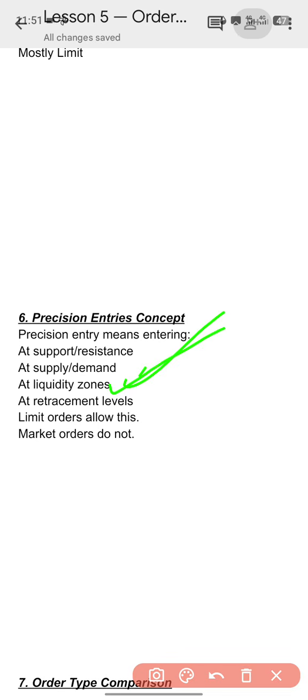Now at retracement levels, limit orders allow this, market orders do not. Limit orders allow you to enter at support or resistance, supply or demand, at liquidity zones where liquidity is taken. The liquidity will be taken, but you'll be activated into the trade at the retracement level. But market orders do not allow that, because you are placing the order instantly, which will be executed instantly.